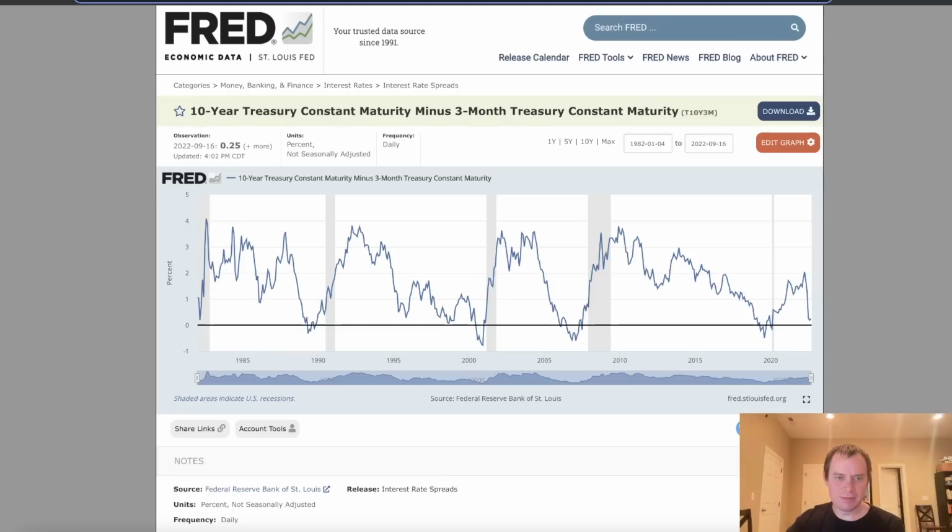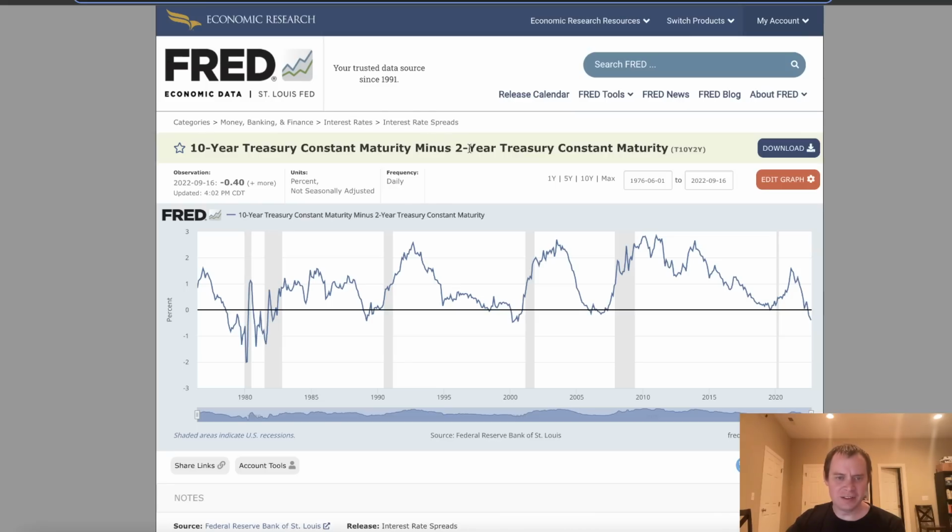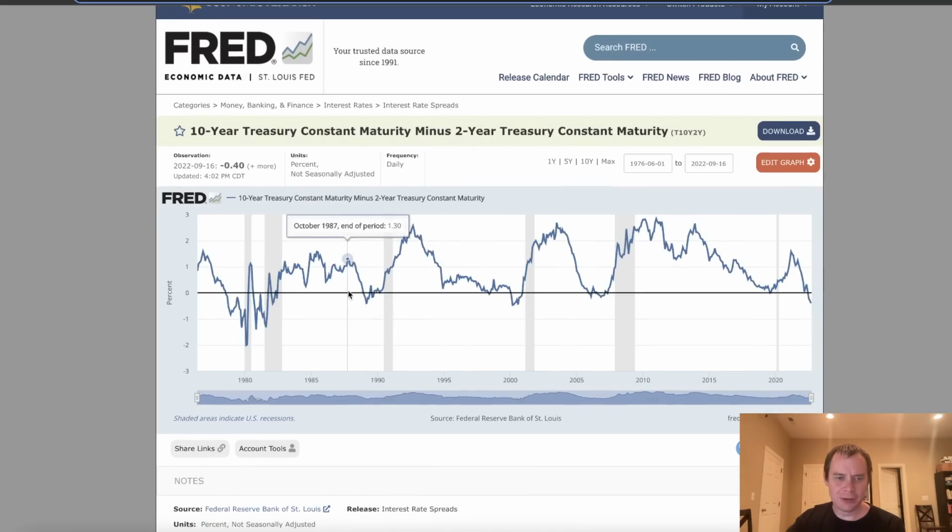If I bring this up, we'll first look at the 10-year and the 2-year. You can see that when it goes below 0, it's getting inverted.